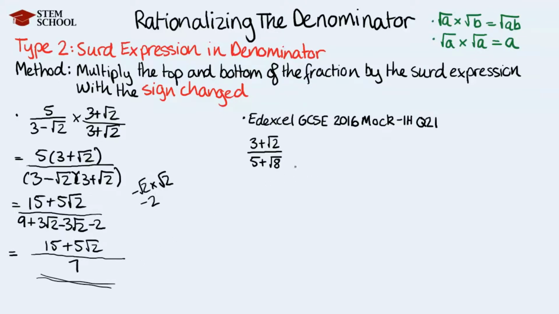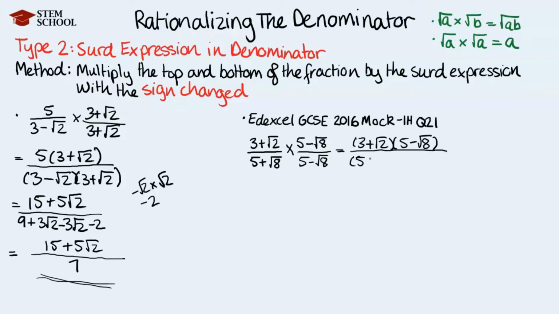Alright, so let's move on to this second example here. And they've made it even harder now because they've included a third expression in the numerator as well. But it's the exact same process. All we have to do is multiply it by the third expression with the signs changed. So it'll be 5 minus root 8, all over 5 minus root 8. And then let's multiply it out, so it'll be double brackets of 3 plus root 2, bracket 5 minus root 8. Okay, now let's do the denominator.